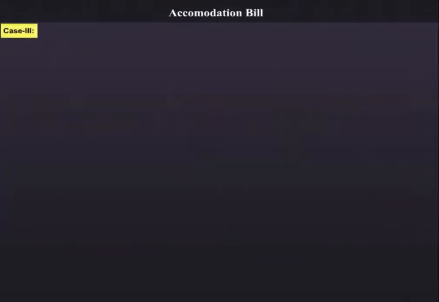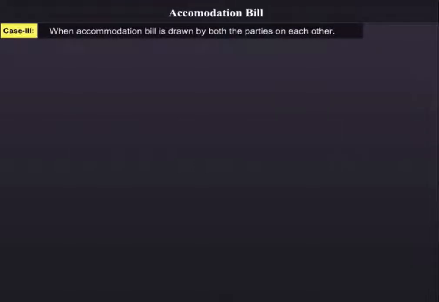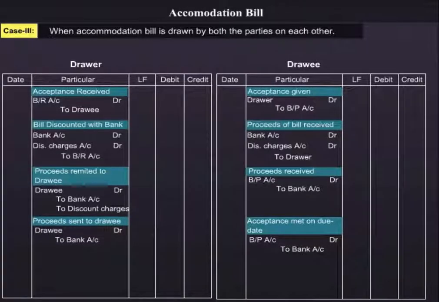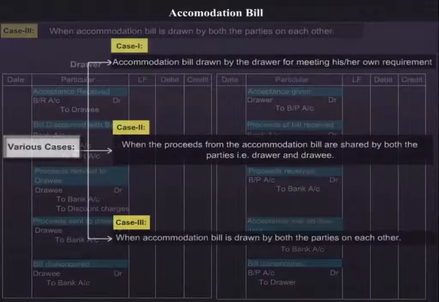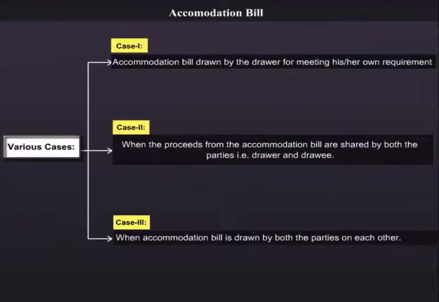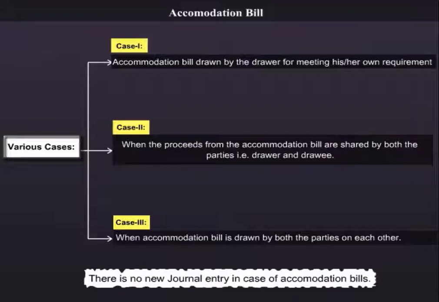Next, we have the third case. Here, both the parties draw accommodation bill on each other. So in this case also, all the journal entries remain the same. However, if any one or both the parties become insolvent, then the bill will get dishonored. In that case, we will pass the journal entries as we learnt in case of dishonor of bill. Thus, you see that in all these cases, we need not learn any new journal entries, since the recording of trade bill and that of accommodation bills are quite similar.